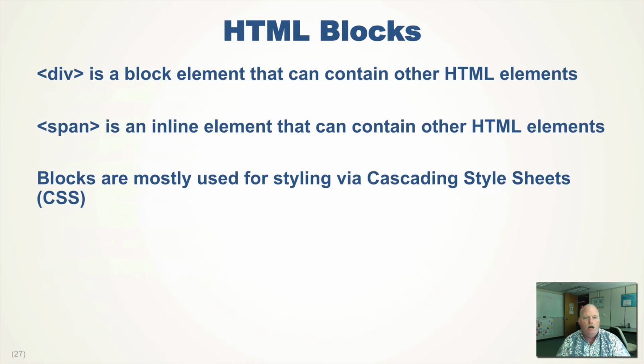There are generic HTML blocks. Div, which I showed you earlier on in an example, is just an element that can contain other HTML elements. Or a span, which is inline. So with span, they're all horizontally inline. Div, they're normally blocked. They're mostly used for styling, versus using cascading style sheets, which we'll talk about in a future screencast.